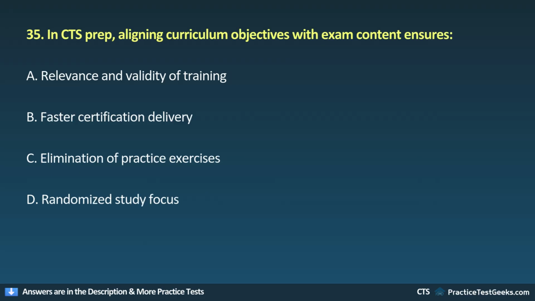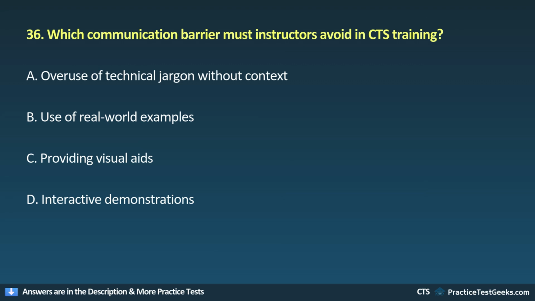35. In CTS prep, aligning curriculum objectives with exam content ensures A. Relevance and validity of training. B. Faster certification delivery. C. Elimination of practice exercises. D. Randomized study focus.